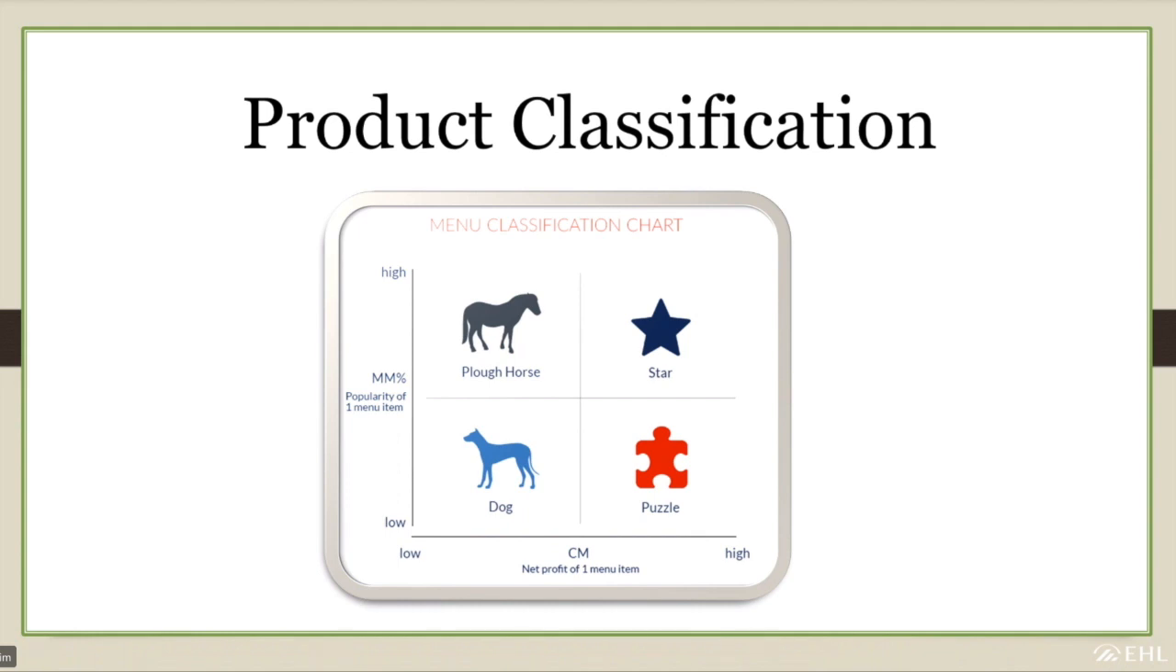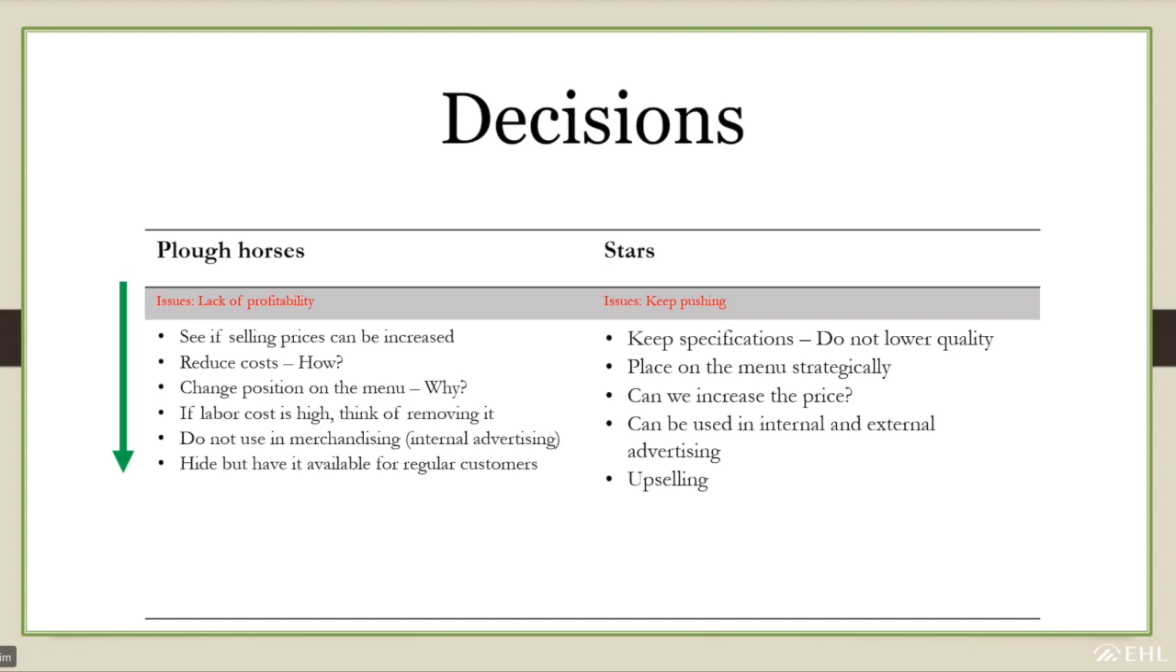So for example, here you have where the cross is: right of the cross is very popular, left of the cross is unpopular. Above the cross is high profitability, below is low profitability. That's basically how it works. So now, what decisions can we take based on how we categorize a menu? And this is where those ratios also come in.